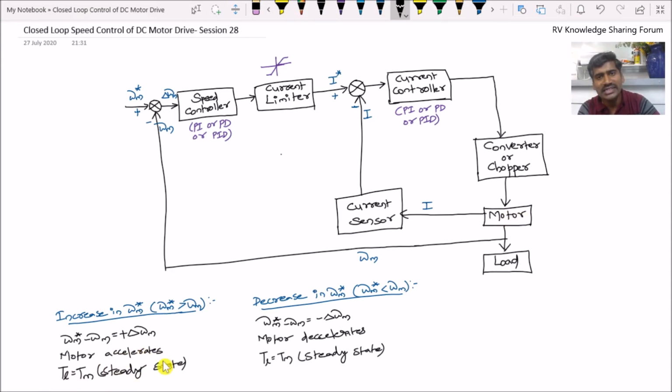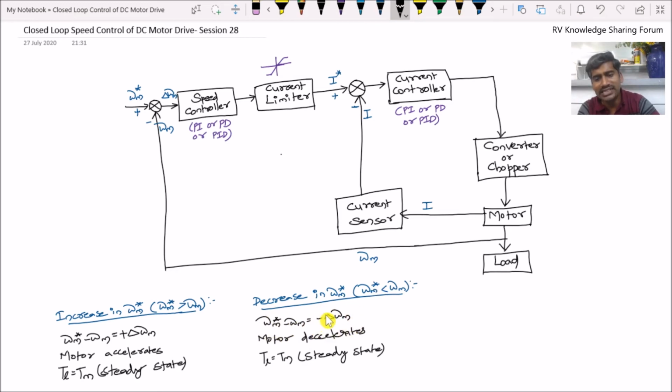When it reaches the desired speed, we say it is at steady state, where our load torque will be equal to the motor torque. This is what happens with an increase in speed command omega m star. The same thing happens when the speed command omega m star decreases. Let us see that also. Whenever there is a decrease in speed command omega m star, that means omega m star is less than omega m, then the difference omega m star minus omega m results in a negative error signal.